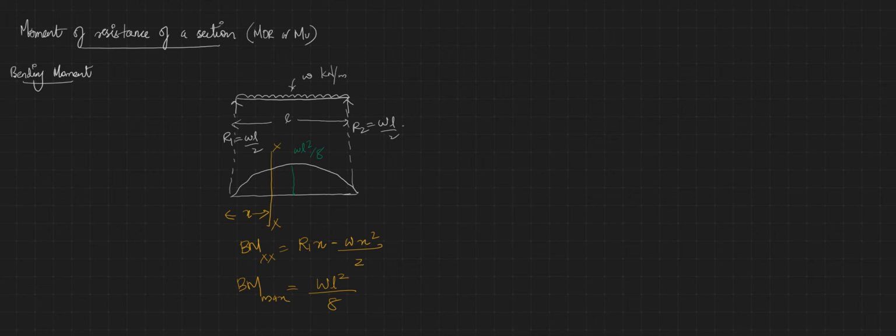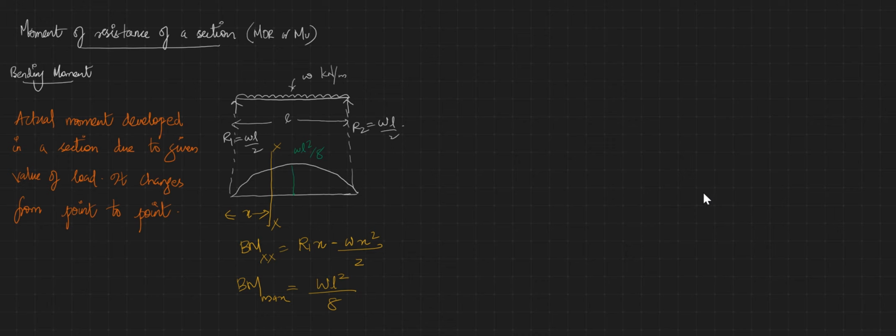From this you will understand what bending moment means. It is the actual moment developed in a section due to a given value of load. It changes from point to point, isn't it? That is, at section xx, the value is R1x minus Wx square by 2, which means as the value of x varies, the bending moment value at any section also varies. And the maximum bending moment value is WL square by 8 for a simply supported beam having W kilonewton per meter as the load. Now coming to the moment of resistance.